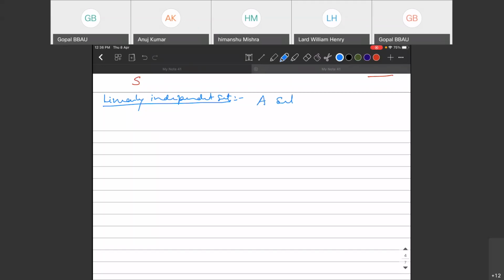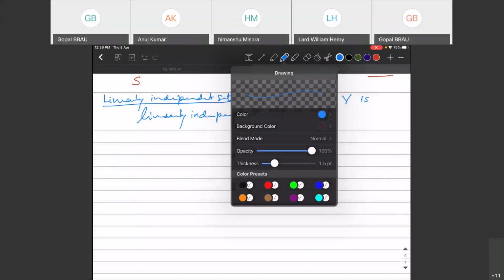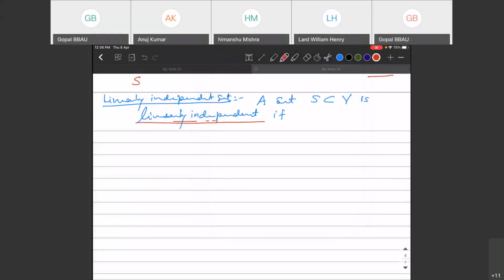A set S of a vector space V is linearly independent. So be a little careful here, I made a mistake. It is correct: S is linearly independent if S is not linearly dependent.